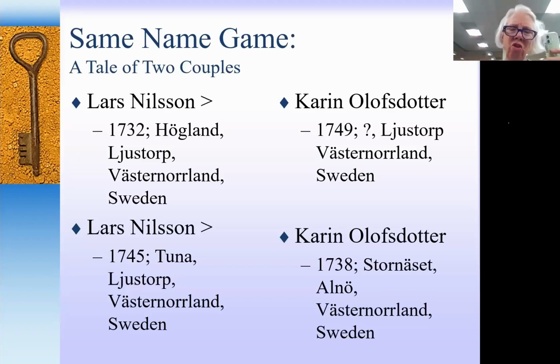But in Family Search, somebody, most logically, understandably, thought that Lars, born in 32, was married to Karen, born in 38. So all of the children of the bottom 2 were attached to the top 2. So Lars Nielsen of Tuna and Karen Olafsdottir of Sterneset, Ulno didn't have their children attached to them because the children had been mushed and merged with the children of Lars 1732 and Karen Olafsdottir 1749.